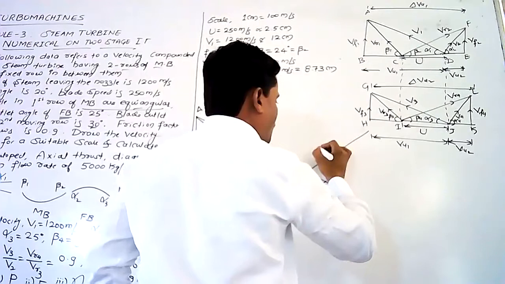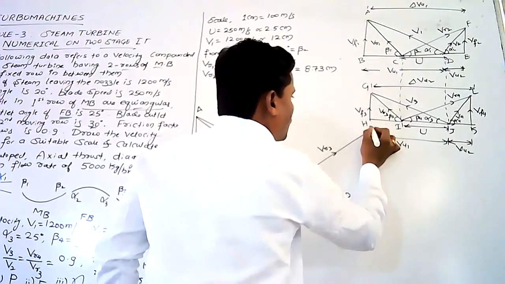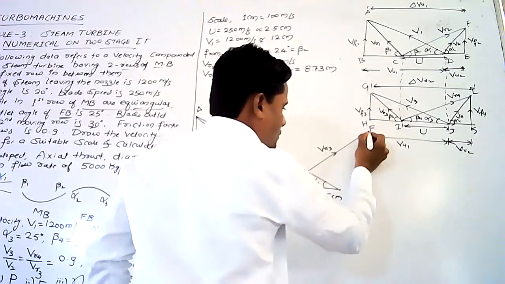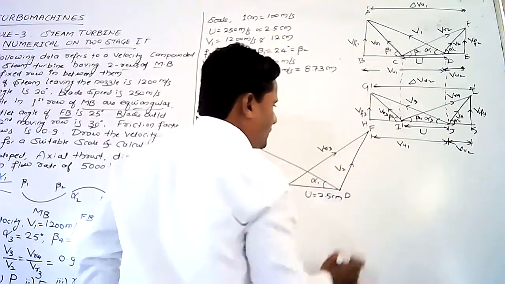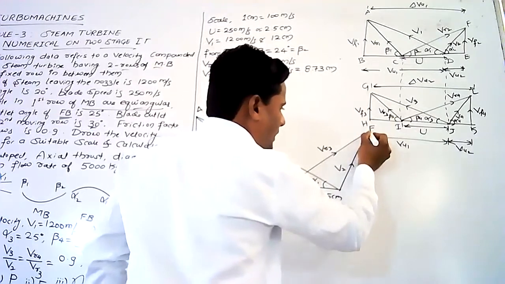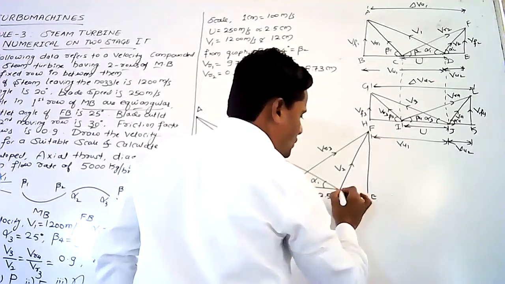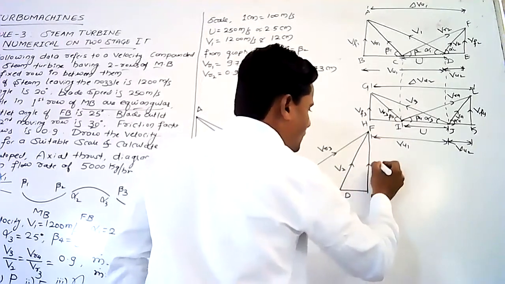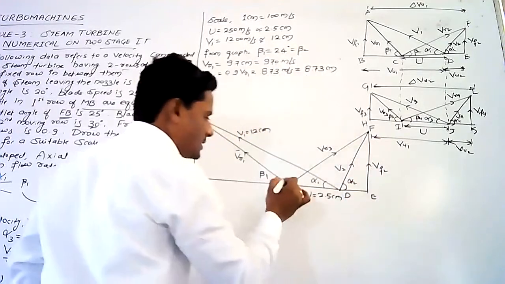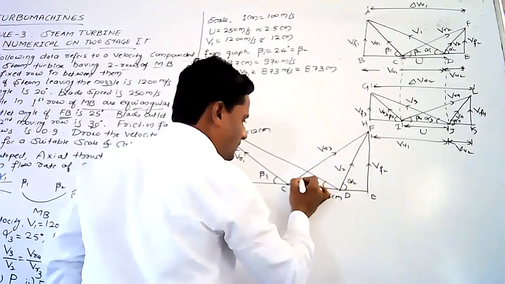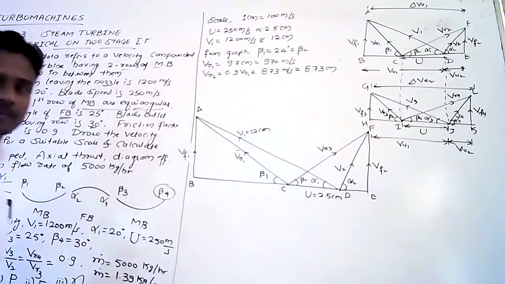This is VR2, 8.73. We got F here. Join FD. This is V2. Now from F, drop a vertical line up to E here. Join DE. So this is VF2. Angle alpha 2, and this is the angle beta 2 here. Hope this step is clear.